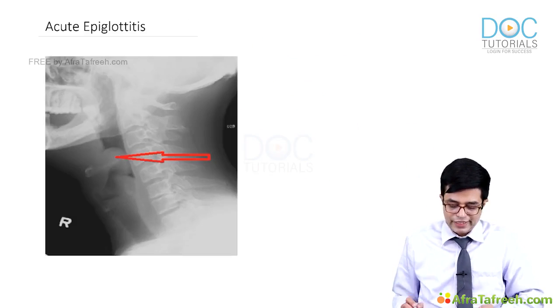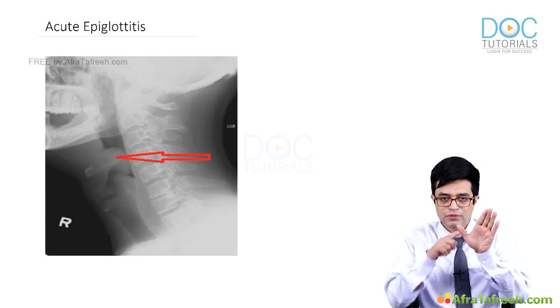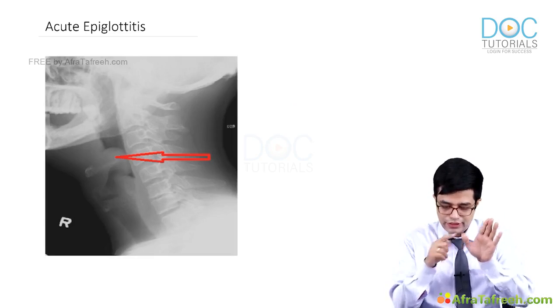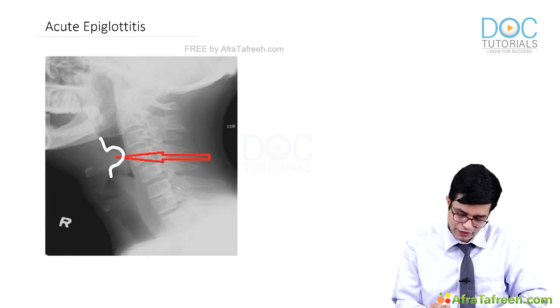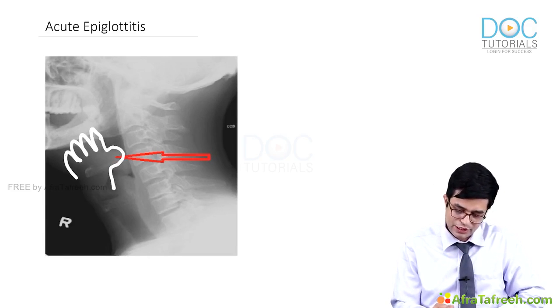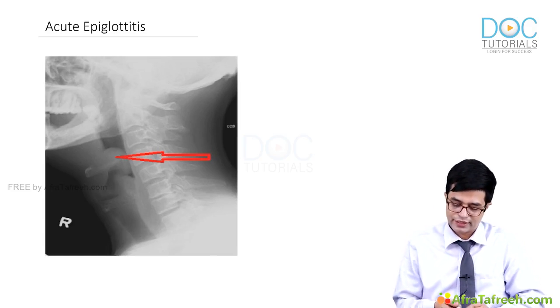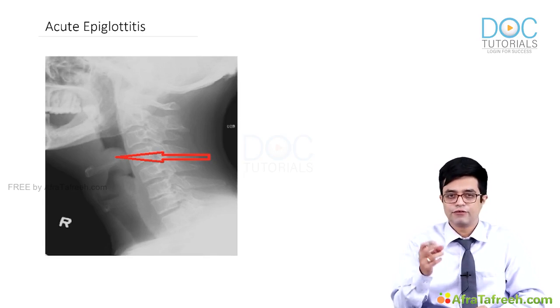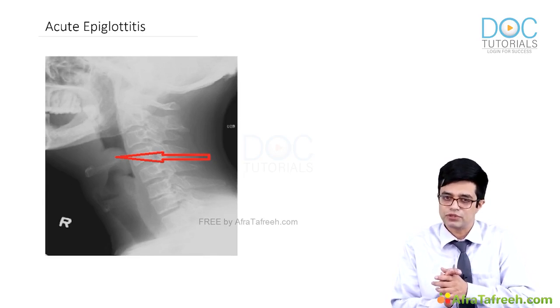Look at this image. In this lateral view, can you see that there is a swollen thumb-like projection coming into the airway? This is the swollen epiglottis. So, I'll try to form the boundary. This thumb-like projection looks as if a hand is kept and the thumb is projecting inwards. That is why we call it thumb sign or thumbprint sign. So, a swollen epiglottis forming a thumb-like swelling seen on lateral X-ray is known as thumb sign.